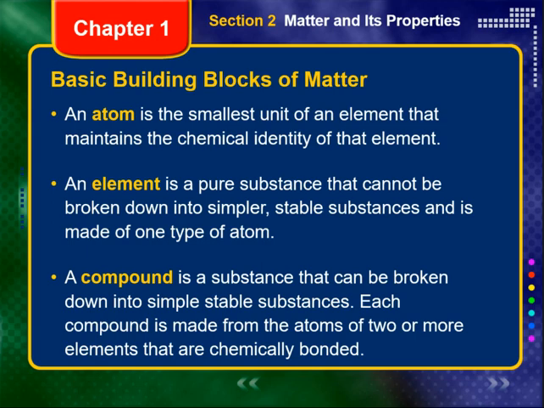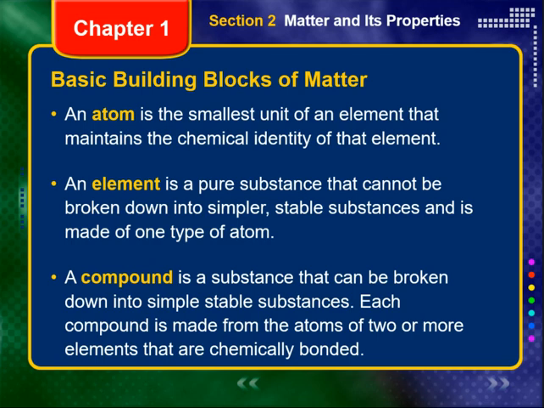You know that matter comes in many forms. The fundamental building blocks of matter are atoms and molecules. These particles make up elements and compounds. An atom is the smallest unit of an element that maintains the properties of that element. An element is a pure substance made of only one kind of atom. Carbon, hydrogen, and oxygen are elements. They each contain only one kind of atom.